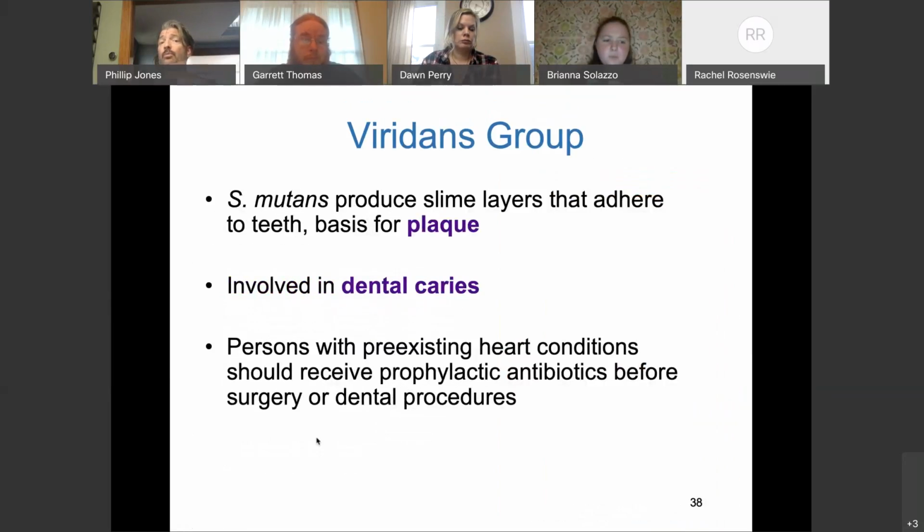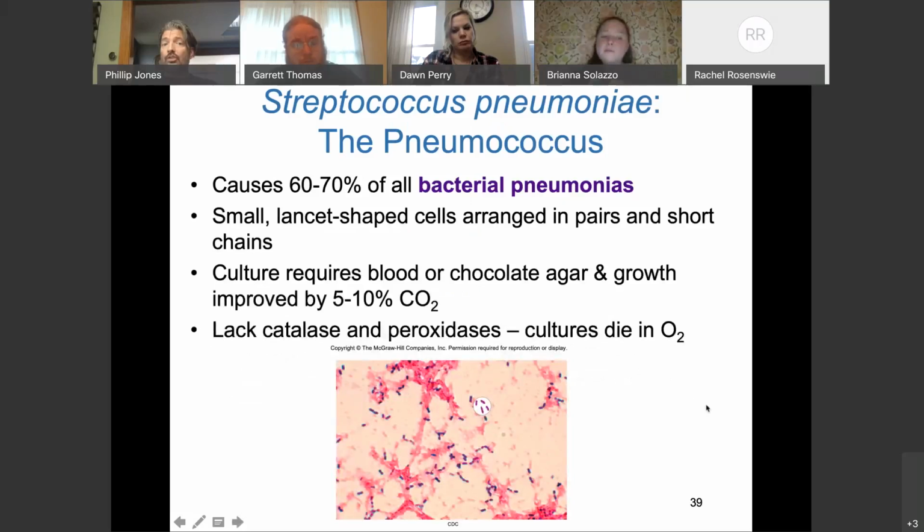All right, Strep mutans produces slime layers that adhere to the teeth. This is the basis for plaque involved in dental caries. So remember, this is producing an acid. It's eating through your teeth. Persons with a pre-existing heart condition should receive prophylactic antibiotics before surgery and dental procedures, just in case. All right, let's talk a little bit about strep.